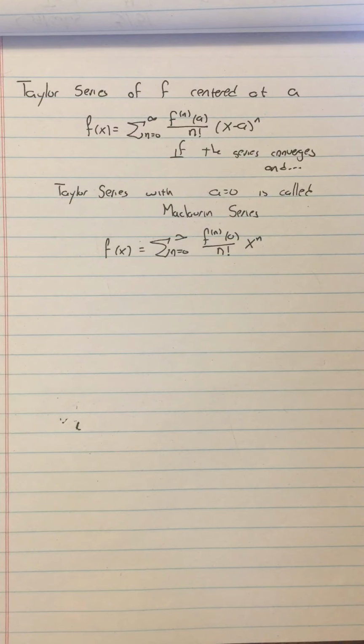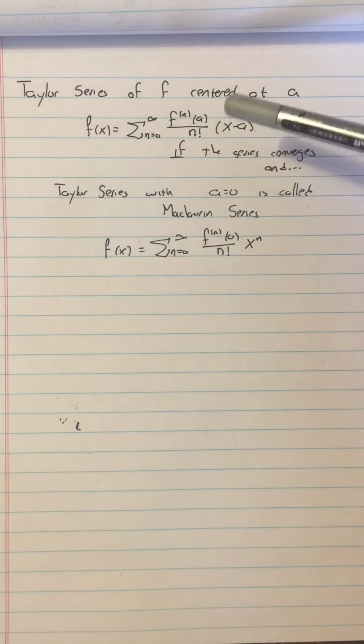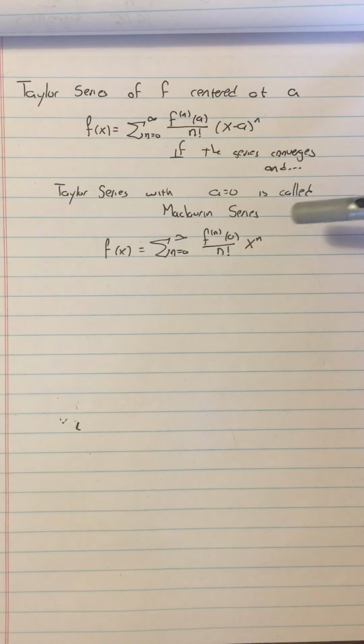Who is Maclaurin? Nobody knows. Well, all right, I don't know. I'm sure lots of people know, but I'm not one of them. Taylor and Maclaurin, they just got to put their names on these things. And why is it a different name just because you put a equals 0? I don't know. Maybe Taylor owed Maclaurin money and he had to put his name on it or something.